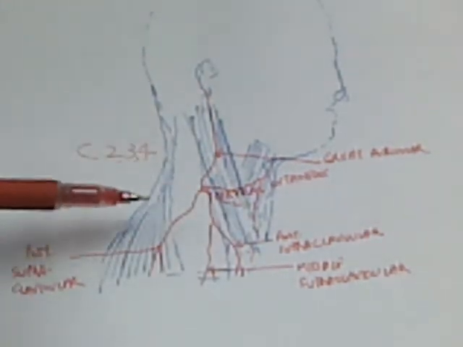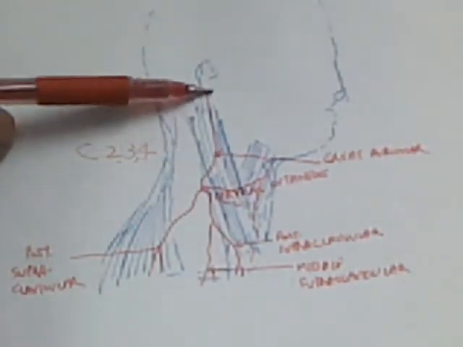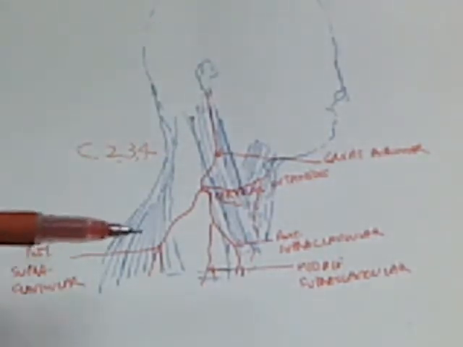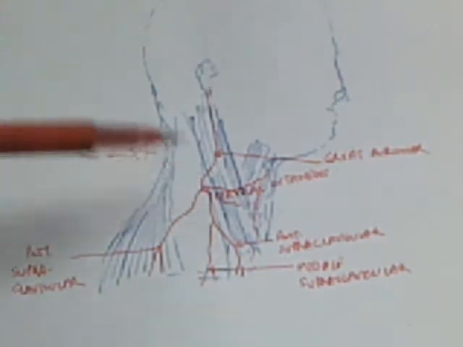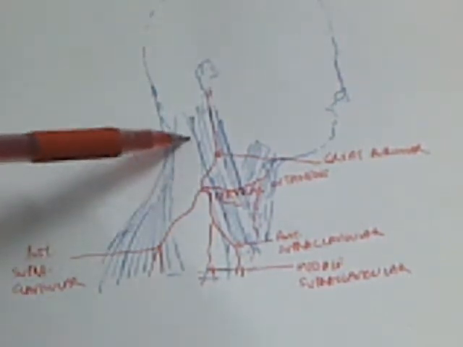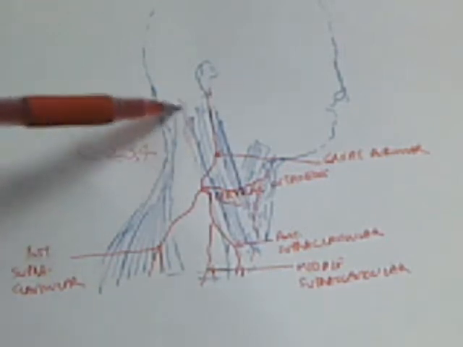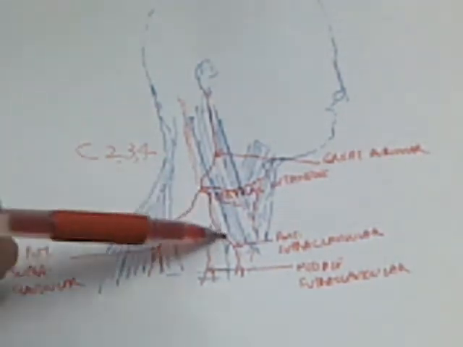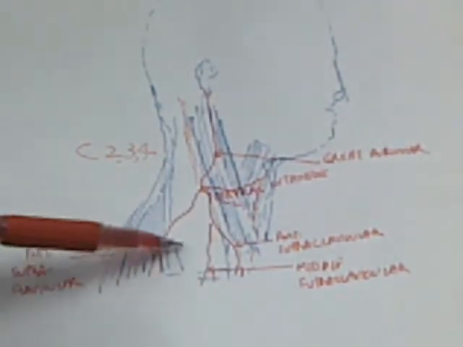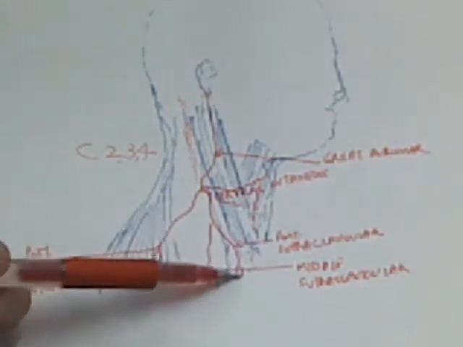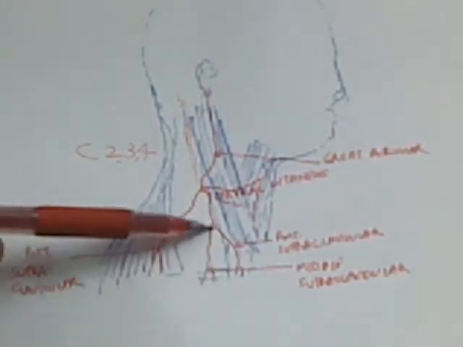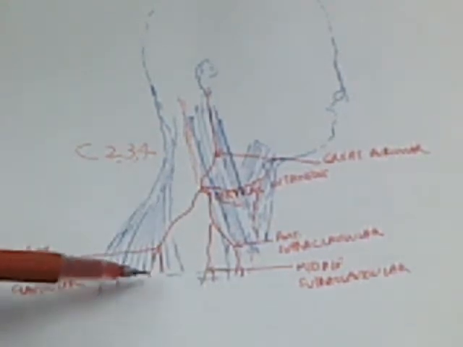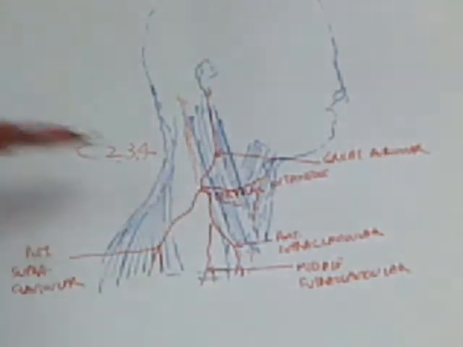Second is great auricular. This one is the great auricular. Third one is the lesser occipital. This is not being shown here right now, but we do have a lesser occipital like this, ascending up. And the fourth one is supraclavicular, which has three parts: the anterior or medial supraclavicular, the middle or intermediate supraclavicular, and the posterior or lateral supraclavicular.